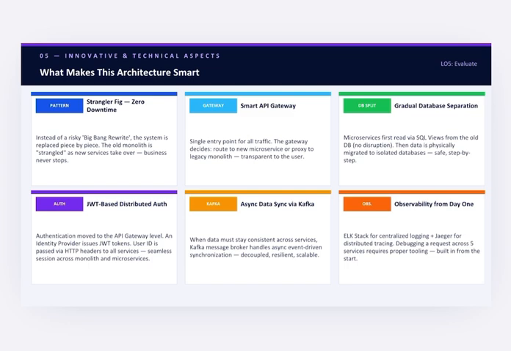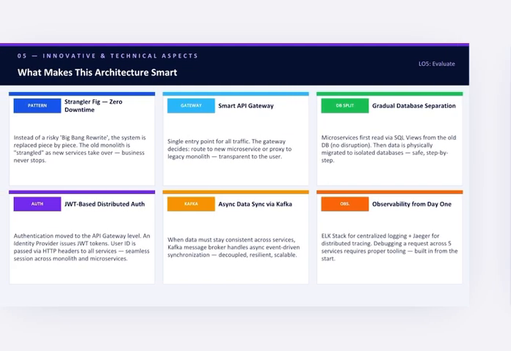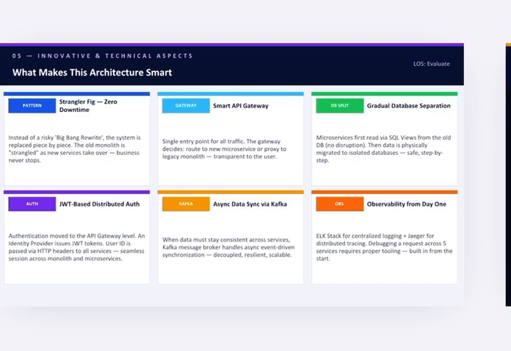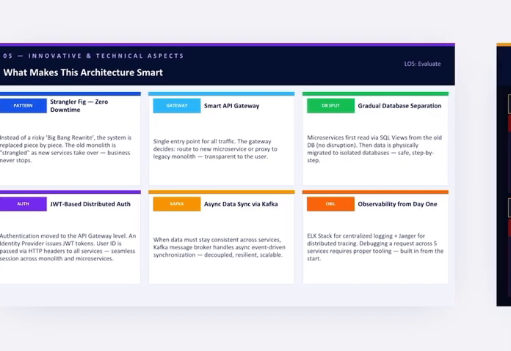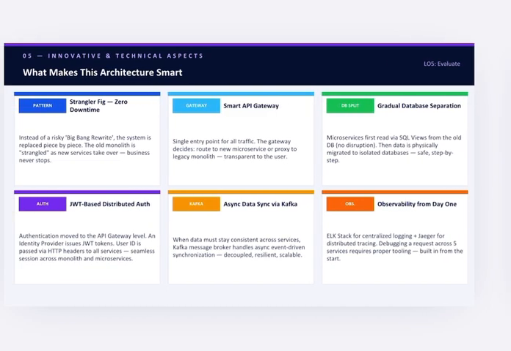The API gateway acts as a single entry point for routing and JWT validation. Database preparation is handled gradually using SQL views and Kafka synchronization. Authentication is centralized. JWT tokens are validated at the gateway and passed to all services. Observability is implemented using the ELK stack and Jaeger.